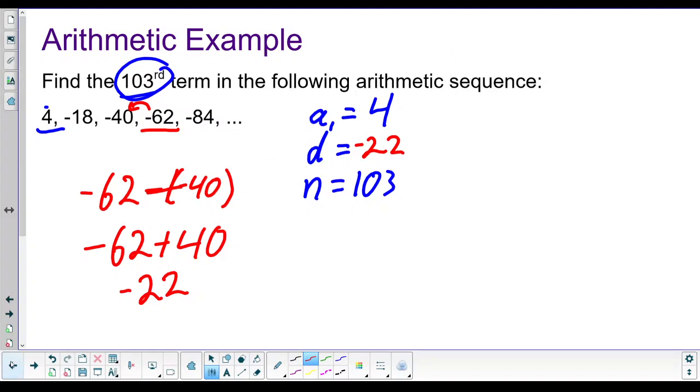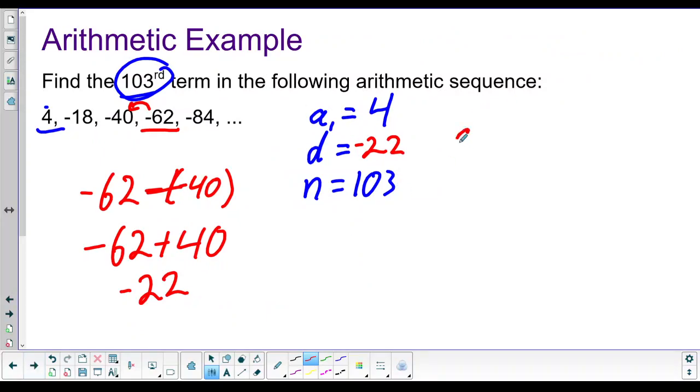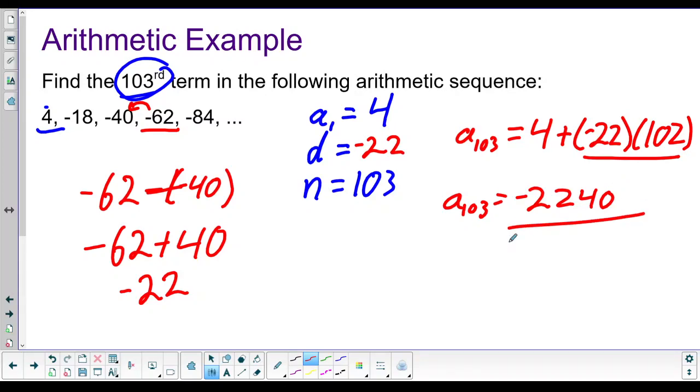Now that we have these three numbers, we're going to just plug them into this general formula, and this thing will spit out the value of the 103rd term for us. So A 103, because we're looking for the 103rd term, is equal to our starting term plus our common difference times n minus 1. So 103 minus 1 is 102. Then you grab your calculator, which I have totally 100% already done ahead of time, so I don't need to do it on the fly. You multiply these two numbers, and then you're going to add 4. And you'll get that the 103rd term is negative 2,240. So you could do that if you really, really felt like it. You could subtract 22 102 times, and then you get this number. But luckily, we have a formula that prevents you from needing to do that.